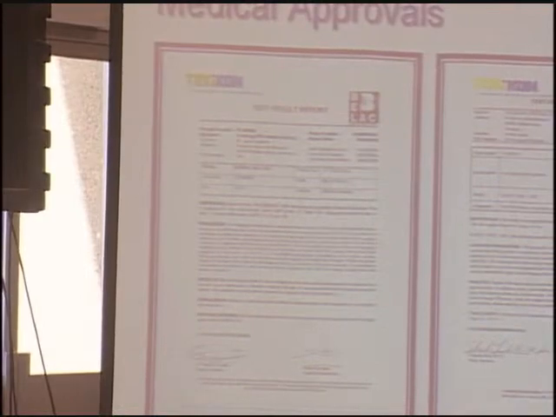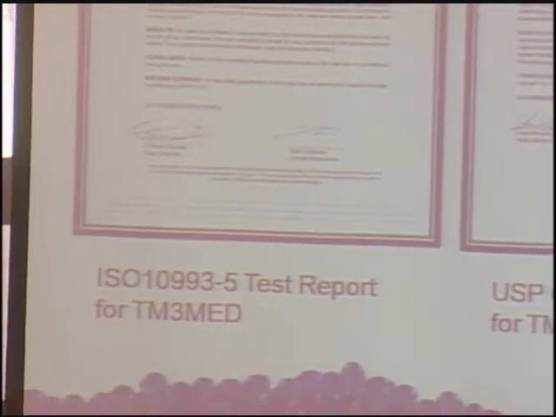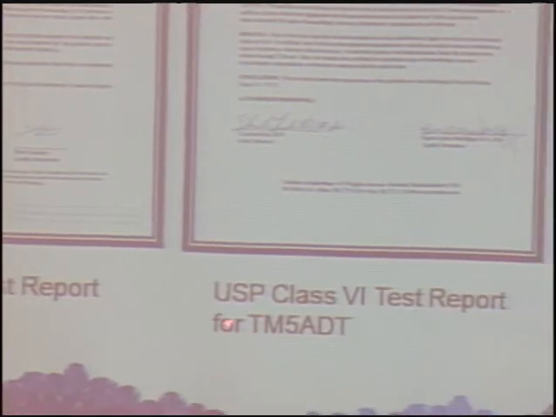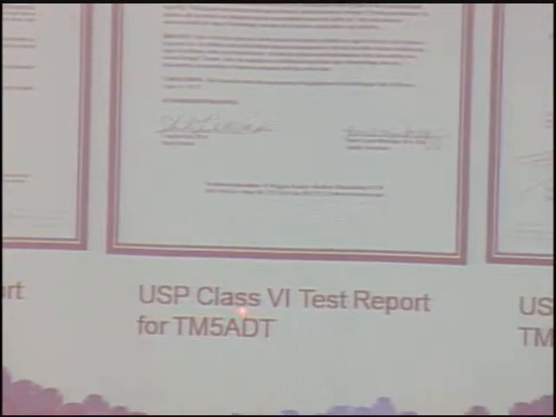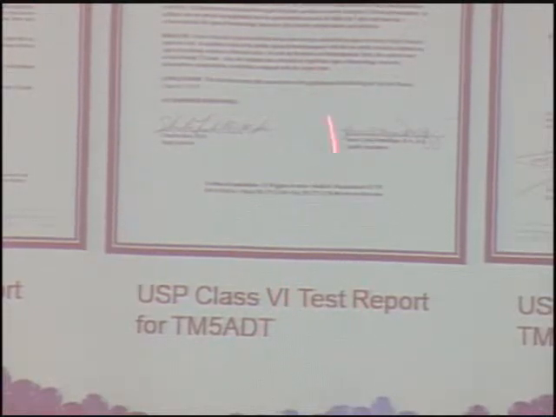Here are some examples of the medical approvals we conducted for different grades. This is a 30 Shore A material for general purpose medical application. We have conducted 10993-5 testing. And in this case, this is a 50 Shore A for overmolding application, and we conducted a USP Class 6 test. This is a test report from our test lab. And this is a test report for the USP 661.